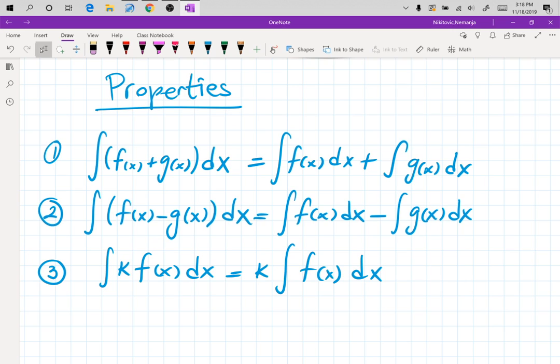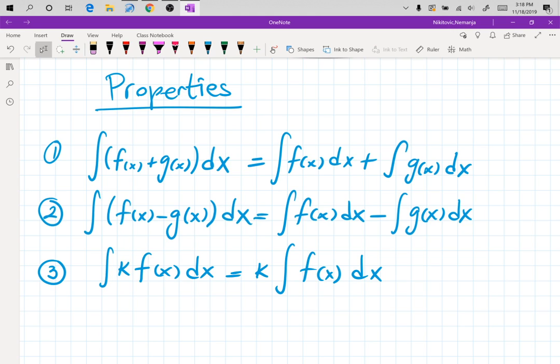Generally, you don't think about these rules too much because they become second nature from day one of integration. You know that if you have multiple functions for derivatives, you take each one independently as long as those are added or subtracted. If they're multiplied, you have to use product rule. If they're divided, you have to use quotient rule, and so on. Same thing here.